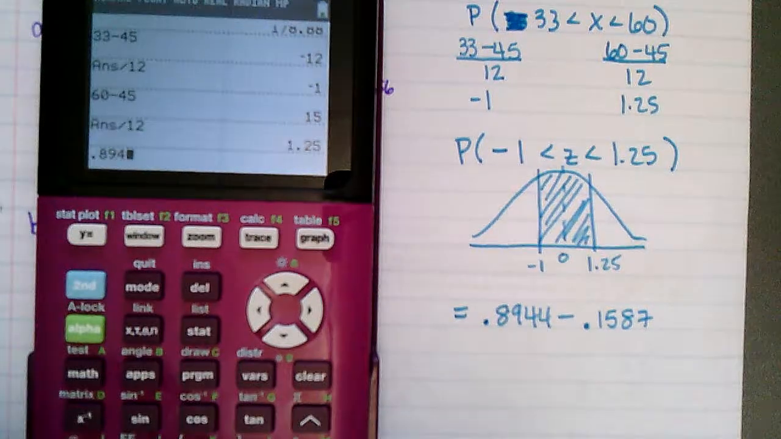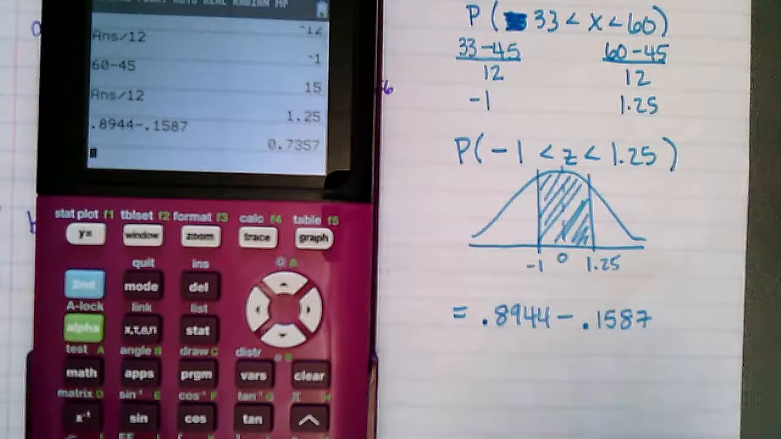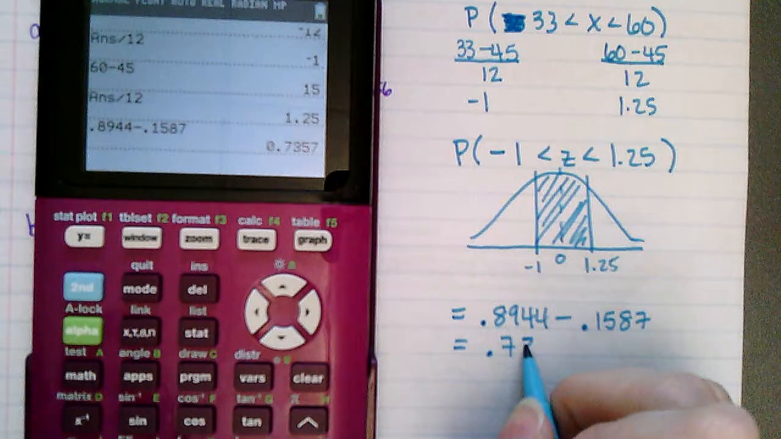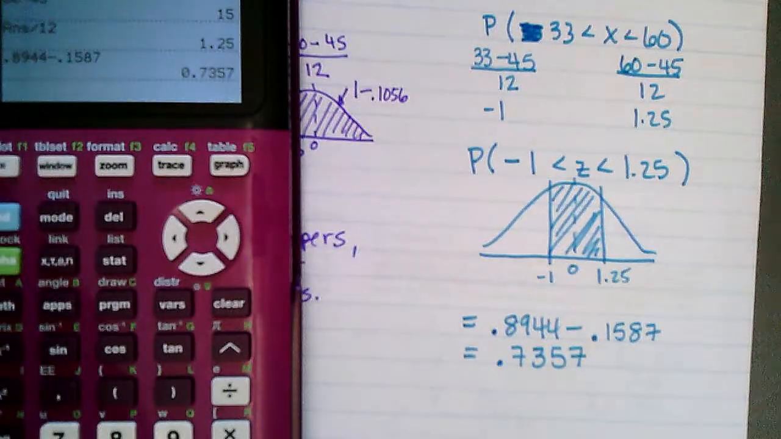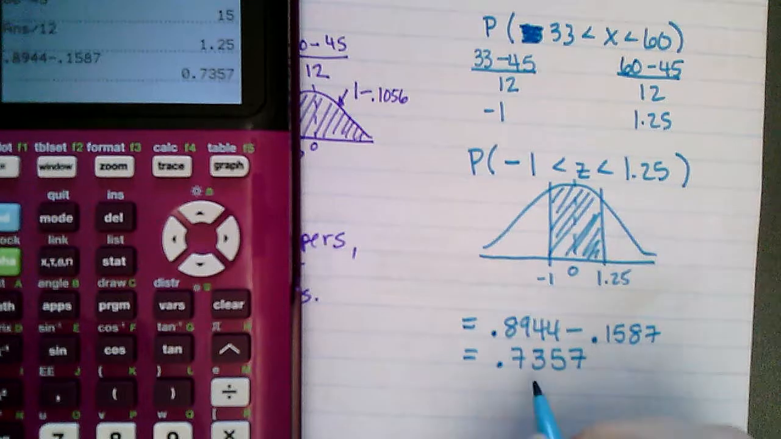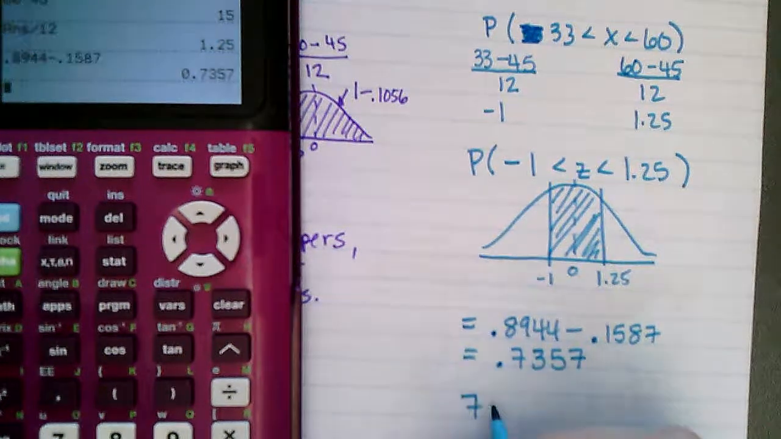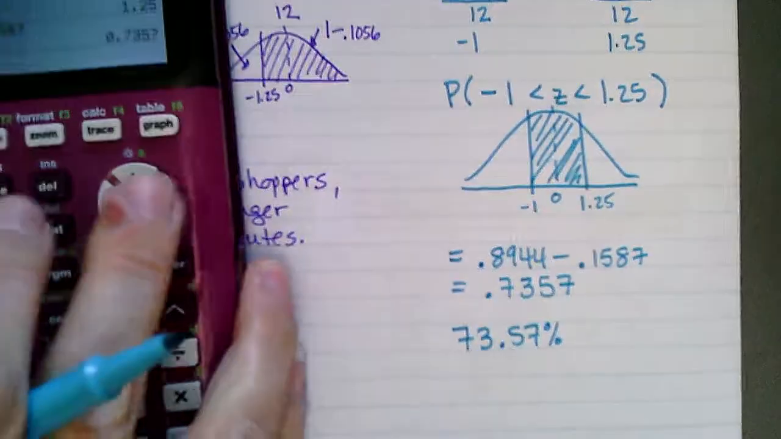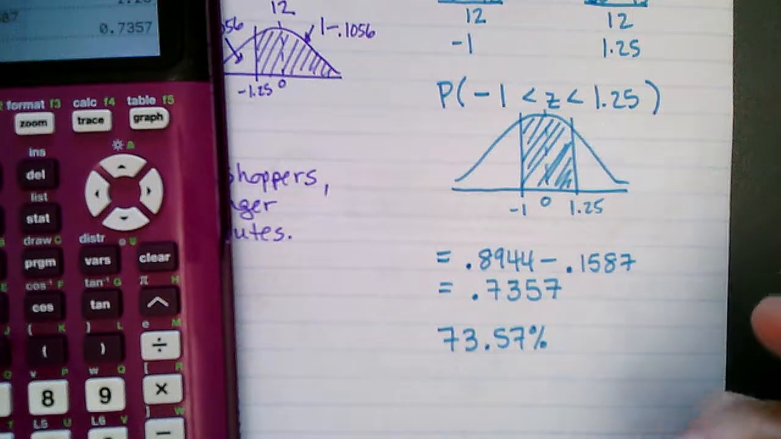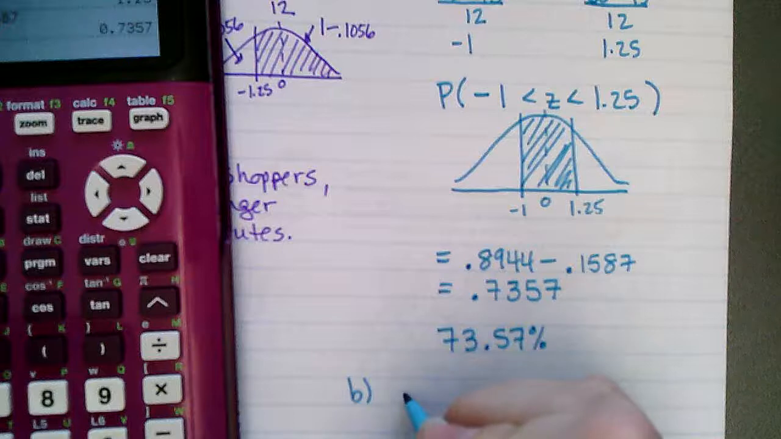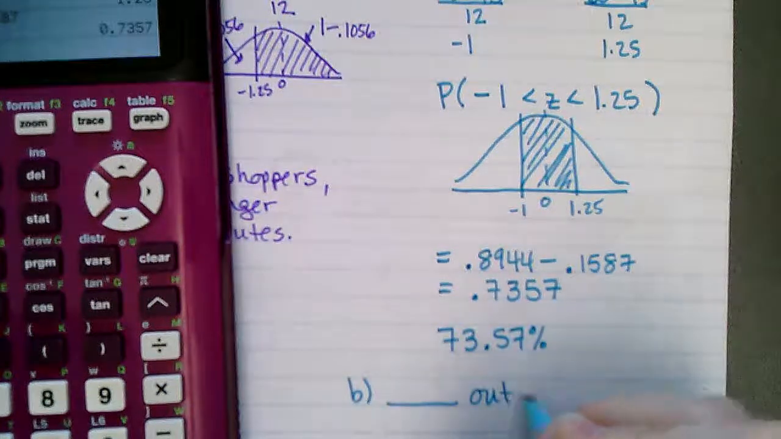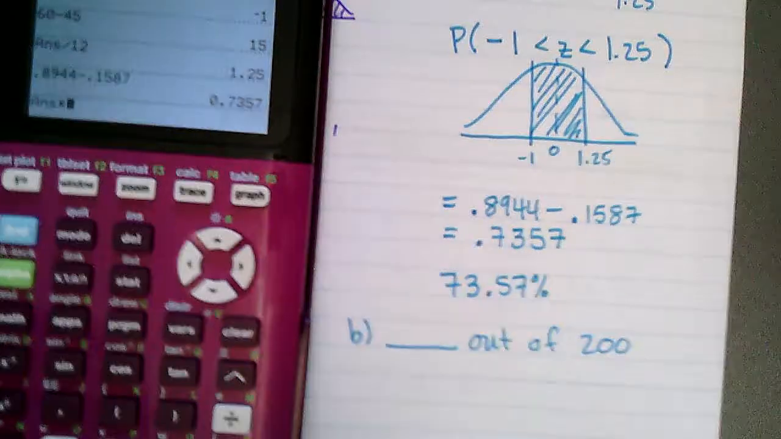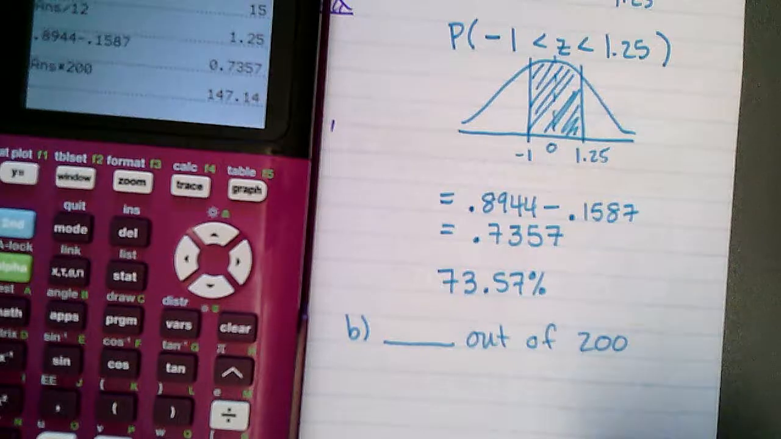And if you forget which order to subtract, you will end up with a negative number if you do it backwards. And since probabilities always have to be a number between 0 and 1, if you get a negative value, you should be thinking that's probably not right. So when I subtract those, I get 73.57% probability that a shopper would stay in the store between 33 and 60 minutes. So if I do part B, out of 200 shoppers, how many would I expect to stay in the store for 33 to 60 minutes? That would be 147.